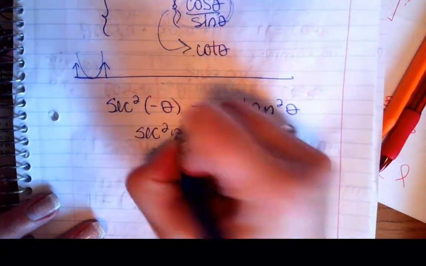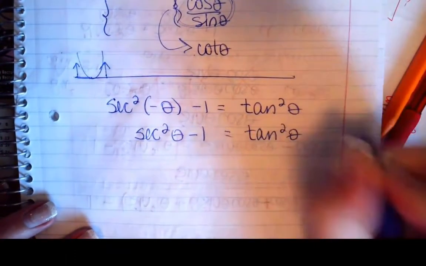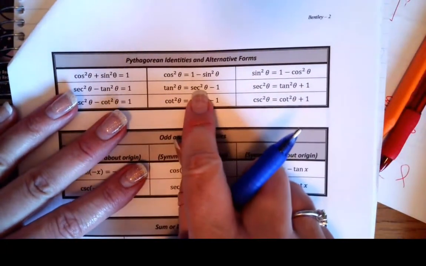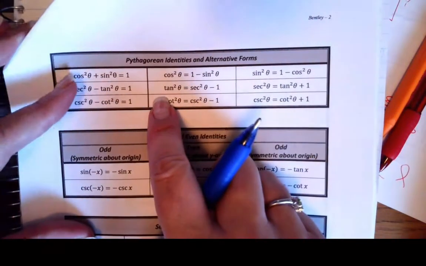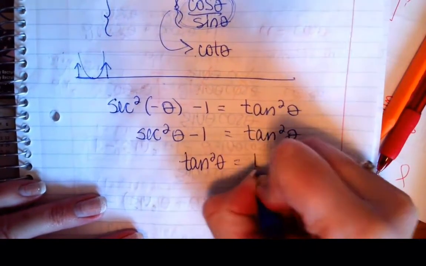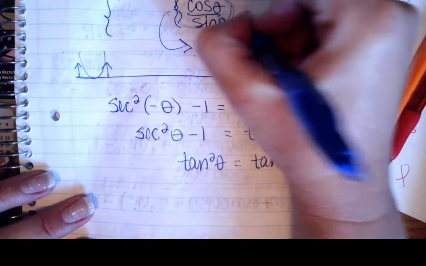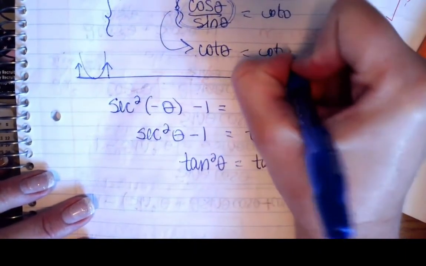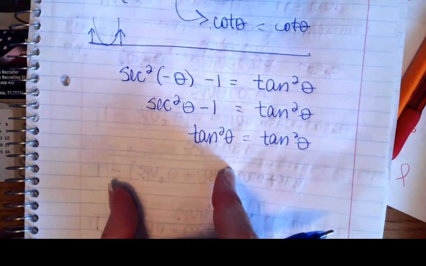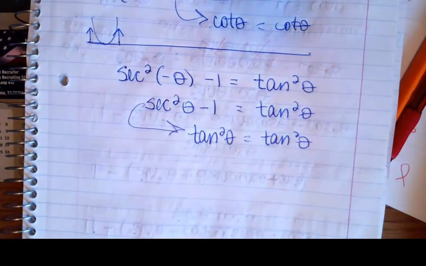So what I have now, by an even-odd identity, is I can write it this way. And now I notice I'm adding and subtracting a whole bunch of squares and ones. So I notice that secant squared minus 1 is equivalent to tangent squared. So tangent squared equals tangent squared. Up here I could have said cotangent theta, cotangent theta, cotangent theta, the whole way down. It doesn't matter. What you need to notice is that I'm just messing with the left side. So how did I move from here to here? That's a Pythagorean identity.